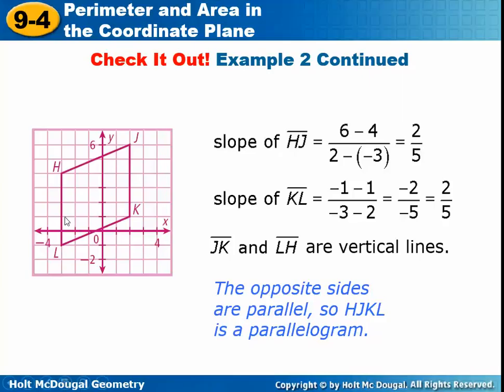Let's see. If we use this as the base, because area of a parallelogram is base times height, then the height is perpendicular to it. We could use that. So 1, 2, 3, 4. So the height would be 5, and the base is 1, 2, 3, 4, also 5. So it looks to me like the area of this is 25. Oh, the perimeter we're supposed to find too.